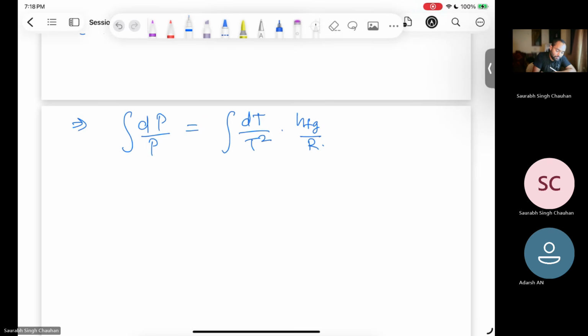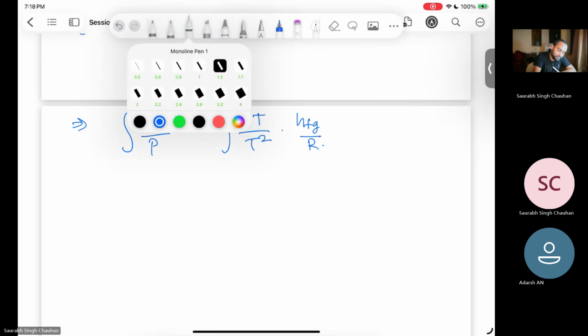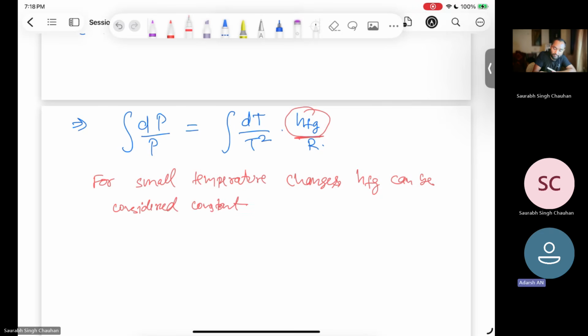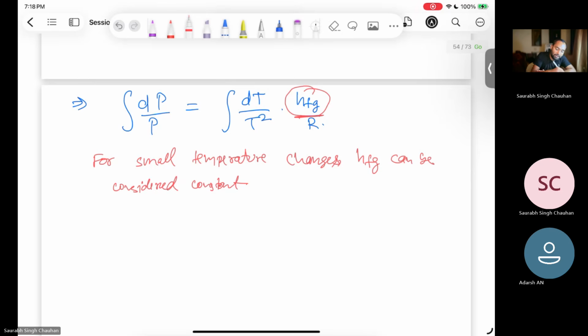This will be integrated to log of P, but there is one term, hfg. If this hfg, we can consider that it is independent of temperature. Actually, it is dependent on temperature, but for small temperature changes, hfg can be considered constant, independent of temperature. So you can take this thing out.